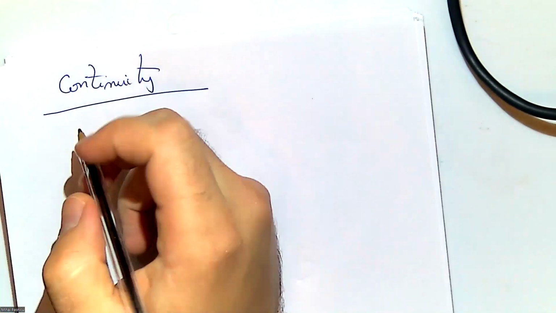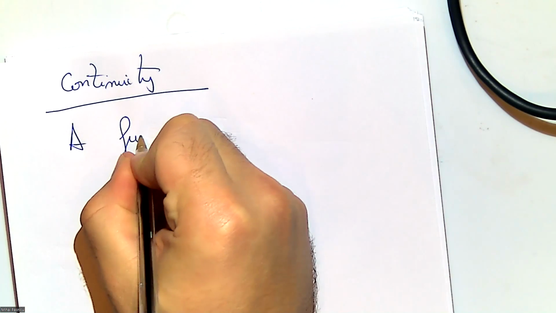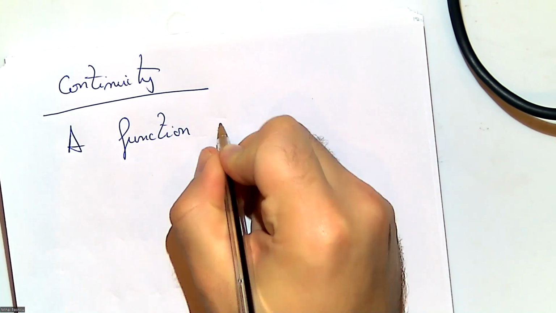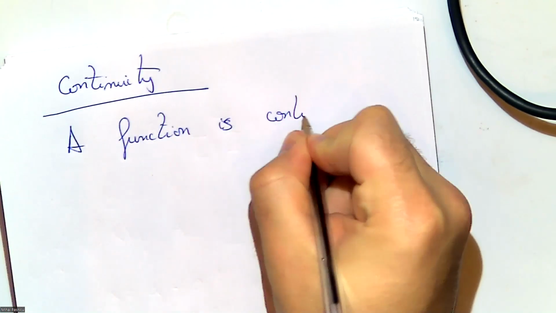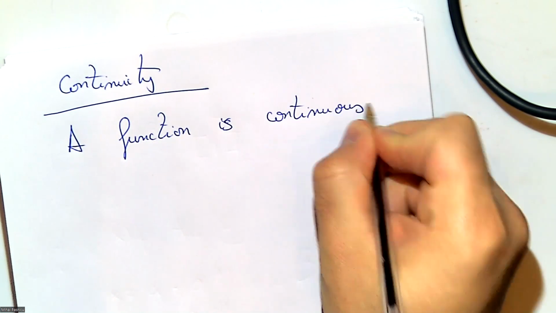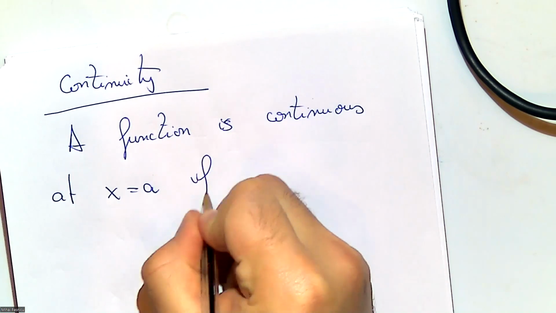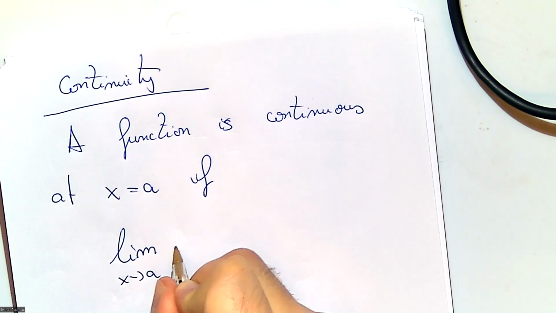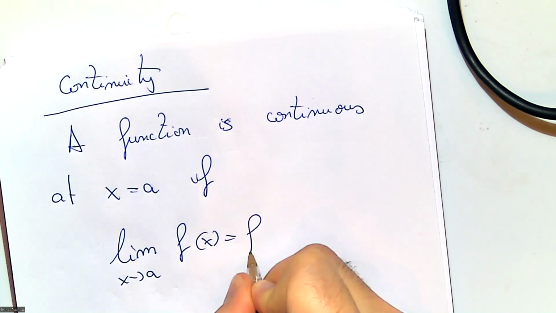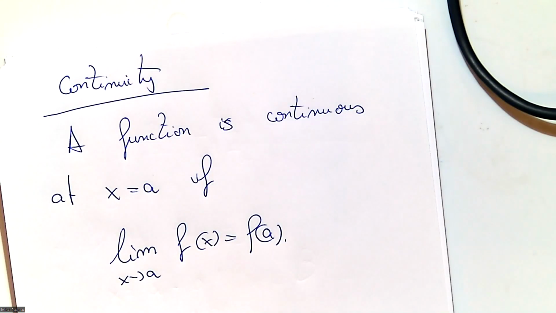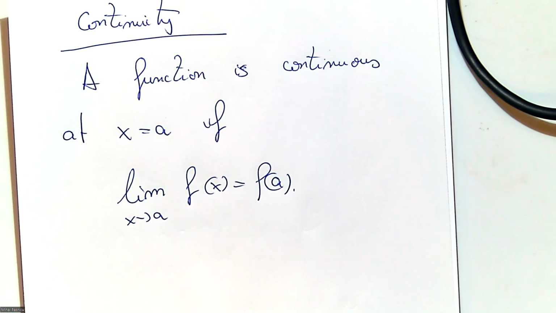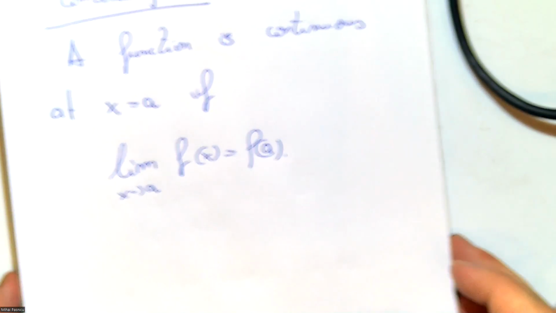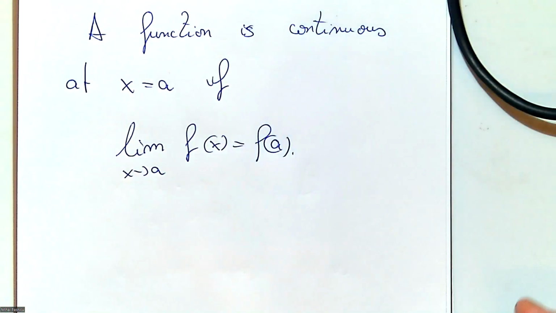Okay, so I'm basically going to say a function is continuous at x equals A if the limit when x goes to A of f of x is equal to f of A. Okay, and after you've written this, let me just show you what it basically means. It just stops the counterexample that I'm going to show you.